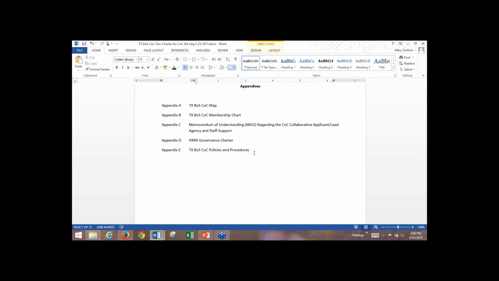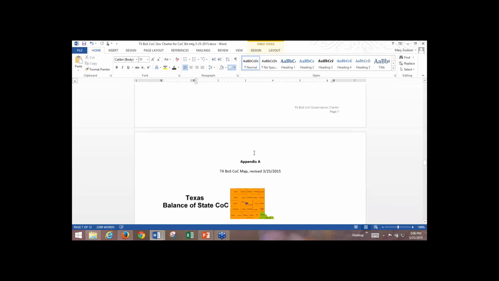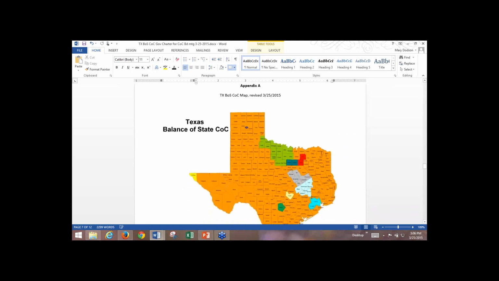So one chart I did want to point out, you've seen this Balance of State COC map where all the counties are in orange.